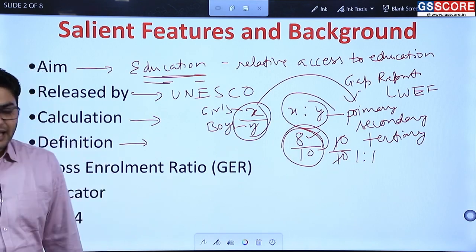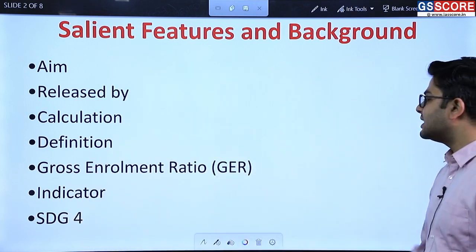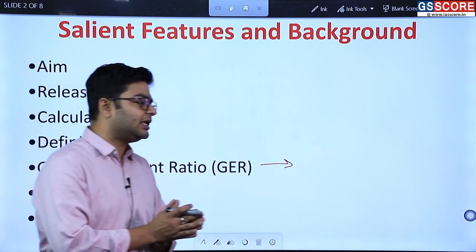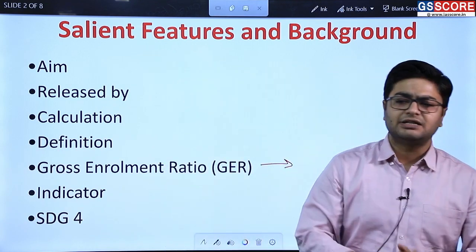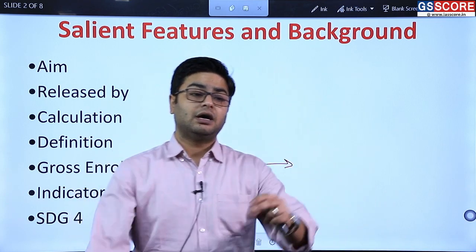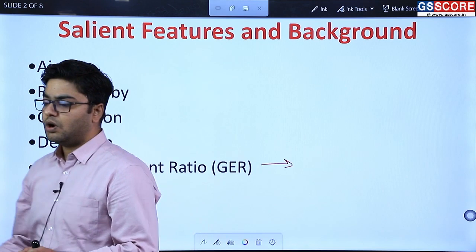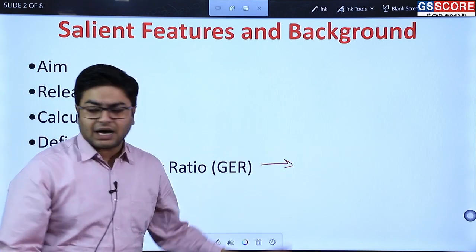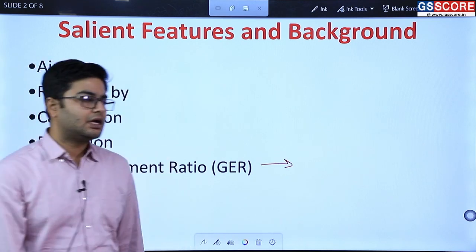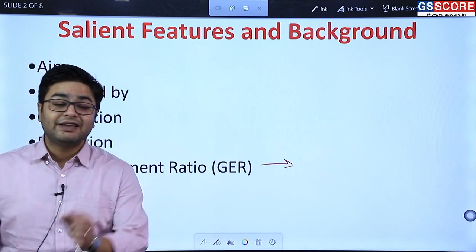Then a very important measure which is given by this particular index is gross enrollment ratio. Basically, every country has different size of population. They have different number of males and females. They have different quantum of population in the eligible age bracket for access to education. So therefore, GER, as it is called, is the number of pupils, means students, enrolled in a given level of education.